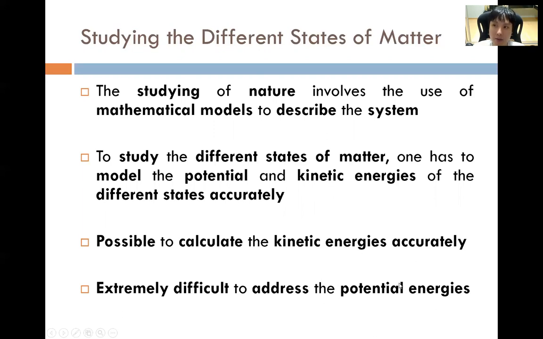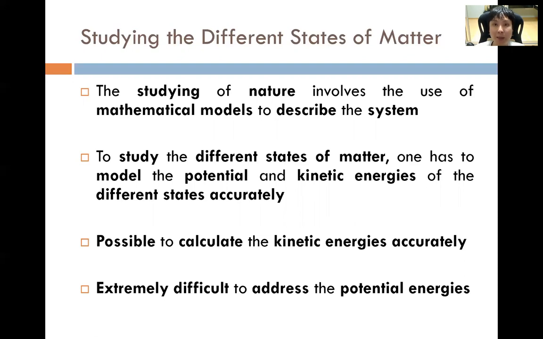The reason is this. For example, let's consider 1 mole of particles. If you have 18 grams of water, which is a very small amount, right? 18 grams of water actually contains 6 times 10 to the power 23 water particles. And the potential energy is actually a function of the position of the particles, which means that it is a function of all 6 times 10 to the power 23 water particles. You change the position of any single one water particle, or you change its orientation, it will actually affect the potential energy.